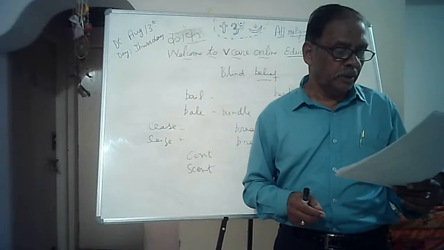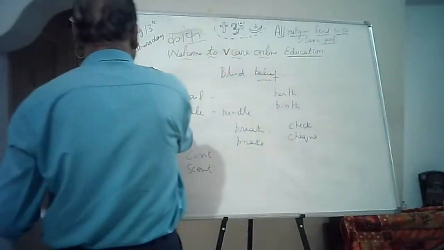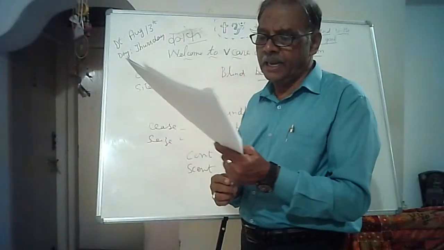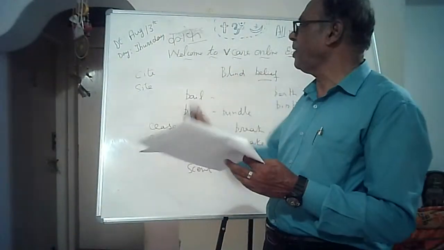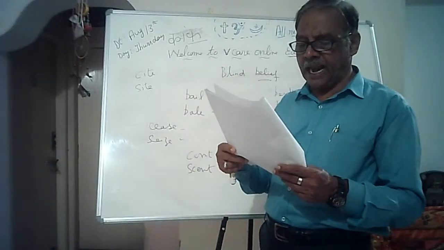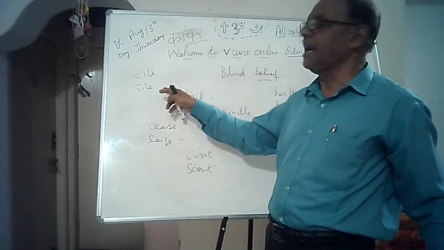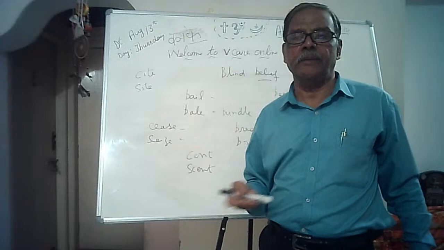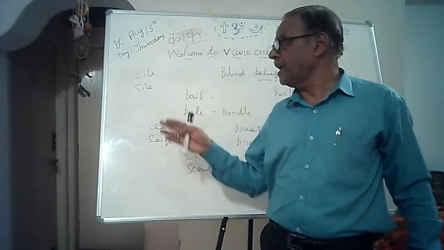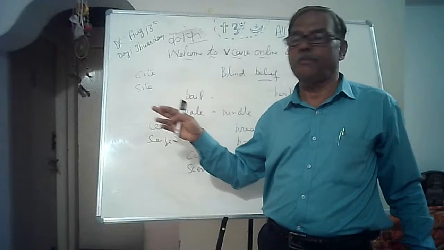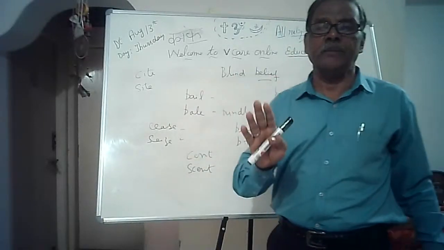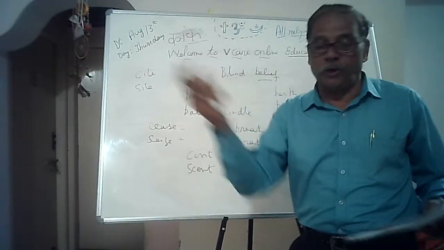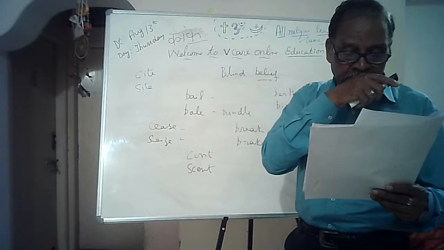Coming to site: C-I-T-E, cite. S-I-T-E, site. C-I-T-E, cite, means refer to. This site means land, a plot of a building. I bought a site in my hometown, in Mysore, in Bangalore. S-I-T-E, site, means plot or land. And cite means to refer to; you refer to that. Cite, for example.